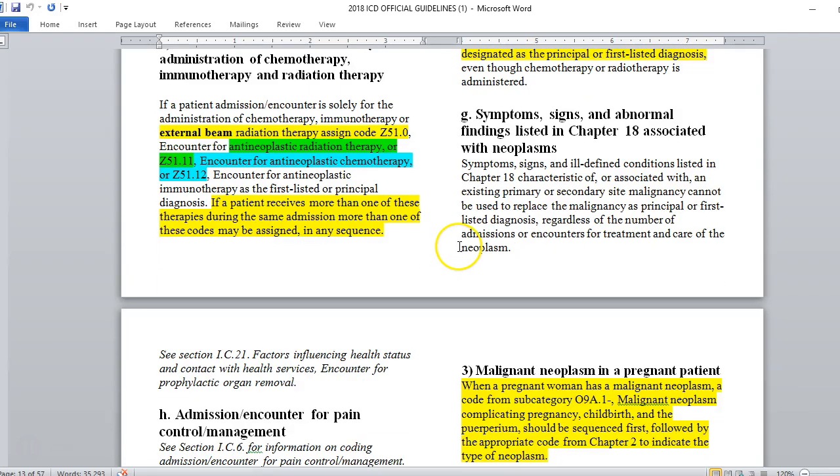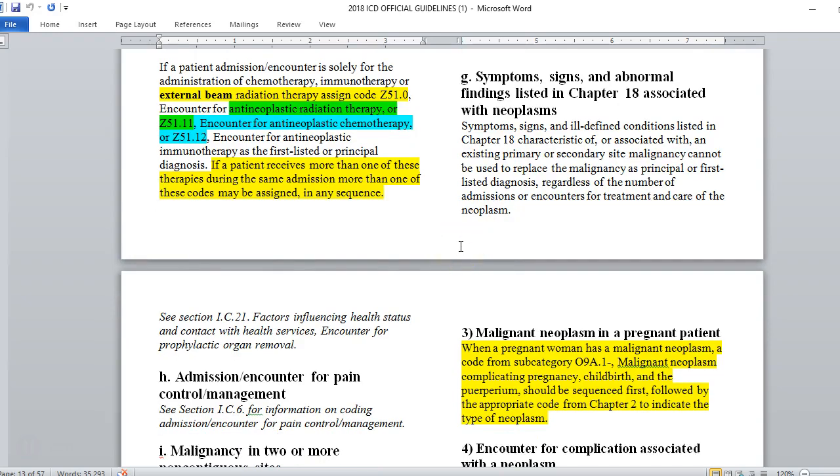All right. So again, let's talk about some signs and symptoms. So symptoms, signs, and ill-defined conditions listed in Chapter 18, characteristic of or associated with an existing primary or secondary site malignancy, cannot be used to replace the malignancy as the principal or first listed diagnosis, regardless of the number of admissions or encounters for treatment and care of the neoplasm. So what this is reminding us is no matter what complications are going on, if the patient still has cancer, we need to code that they still have cancer. That is what is important in this one. So we don't forget the neoplasm, even if it's not what we're treating today.